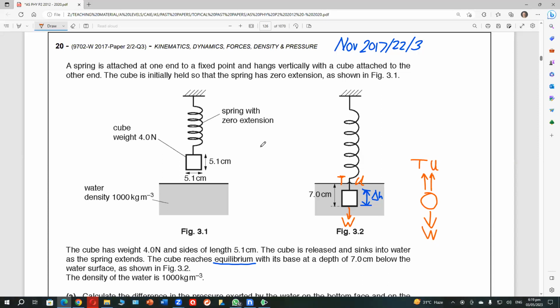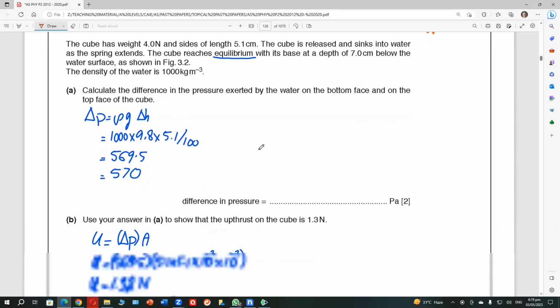So what should be the answer? What answer do you suggest? 4 minus 1.3. That is 2.7 Newton. Yes.